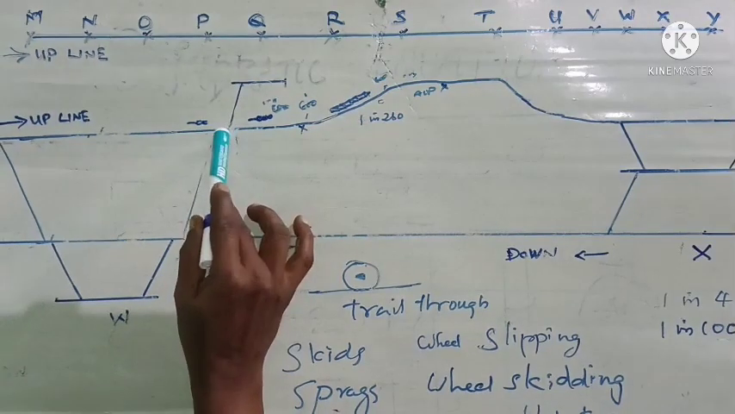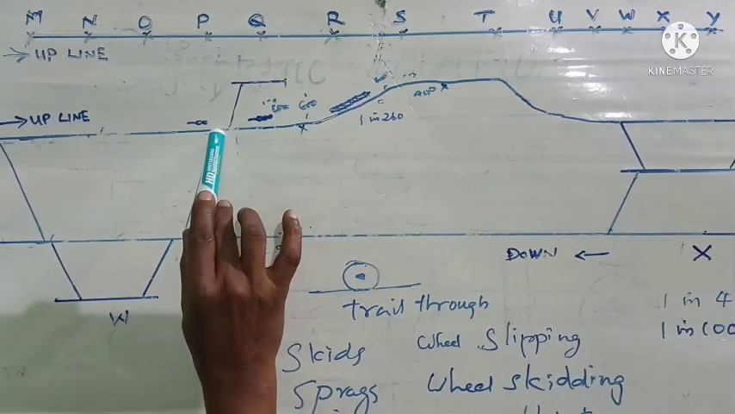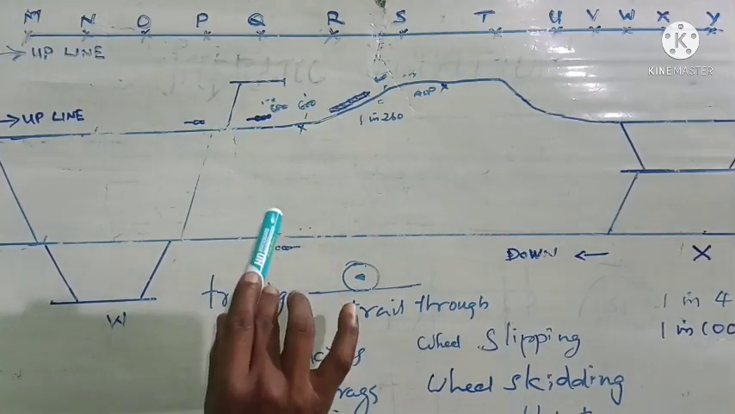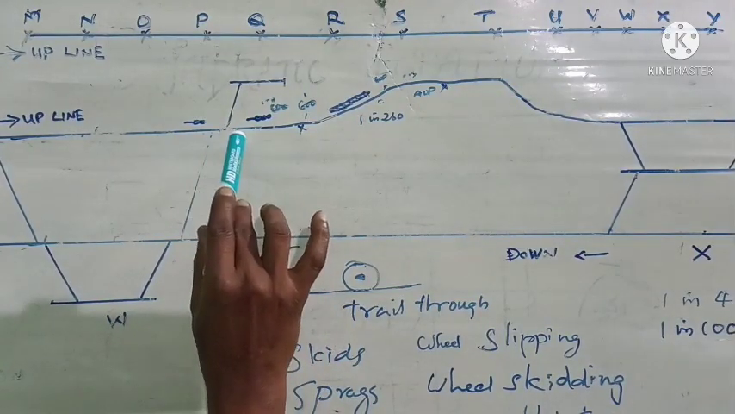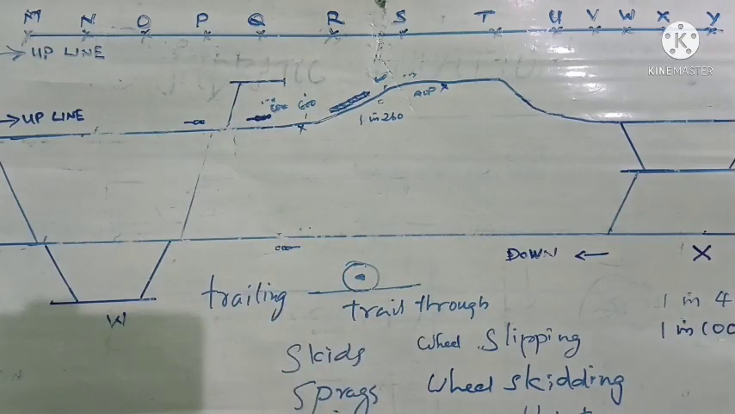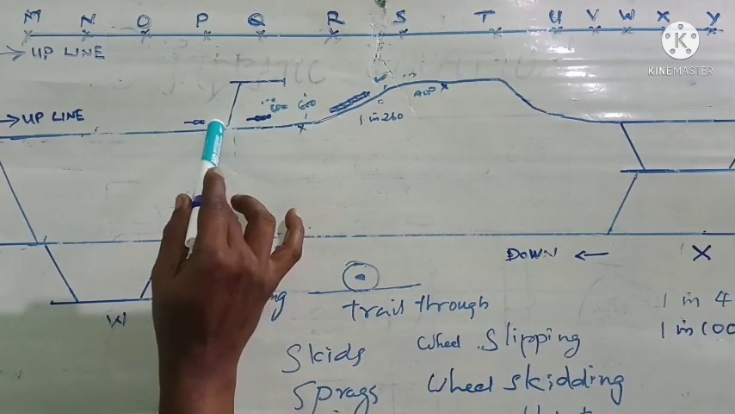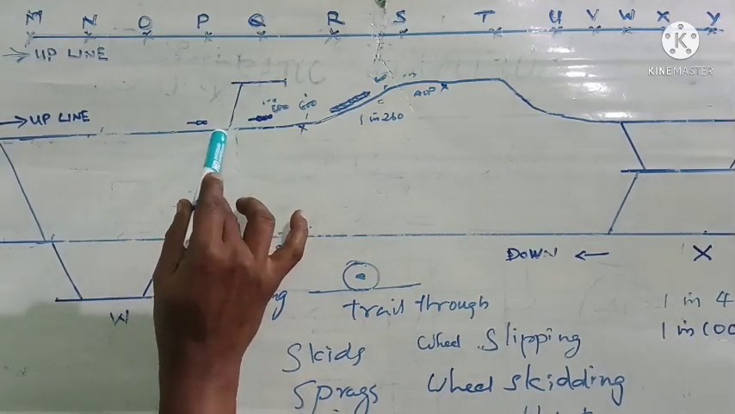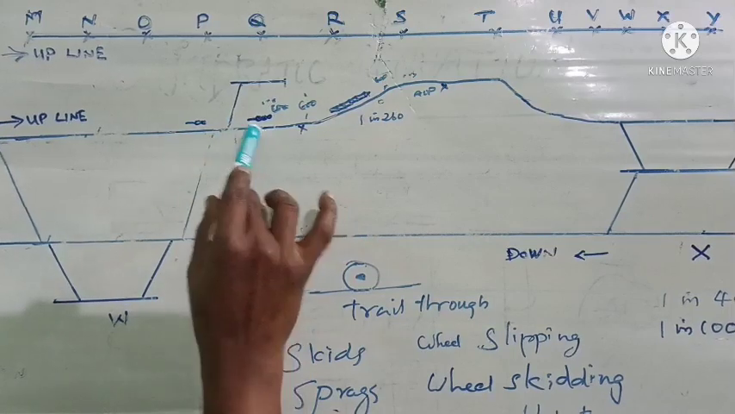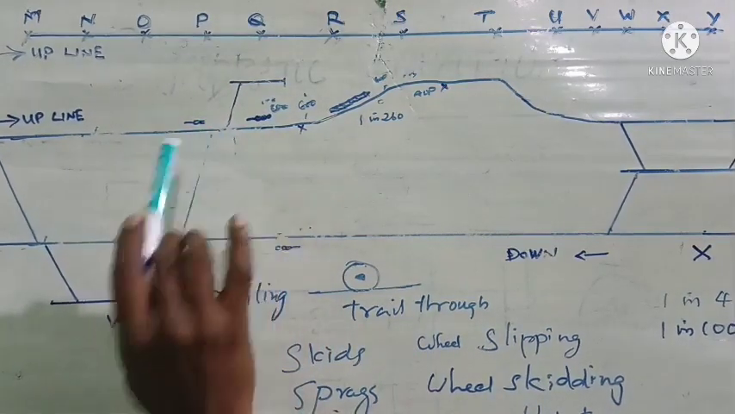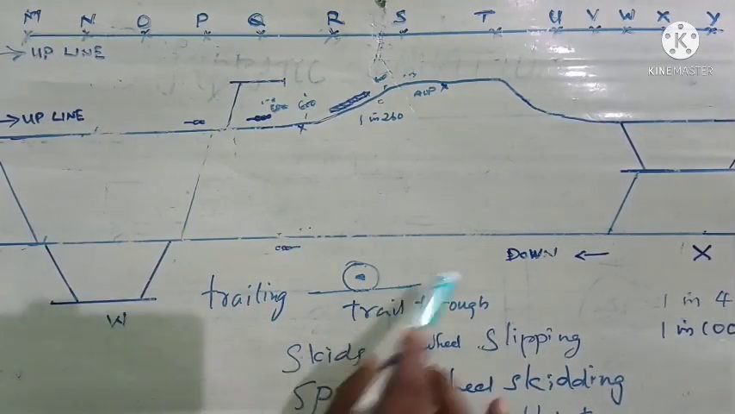On seeing that the point is trailed through, his impulse will be to back the train, but it should not be done. If he backs, the train will derail. If suppose the engine just passed this point and stopped trailing through this point, it is stopped. But if it is backed, the engine will derail. In a trailed through point, the loco pilot must not back the train.